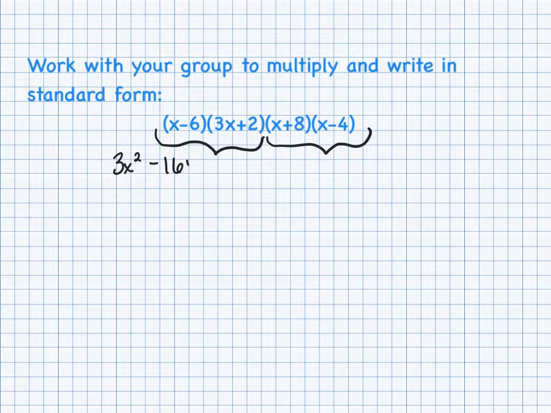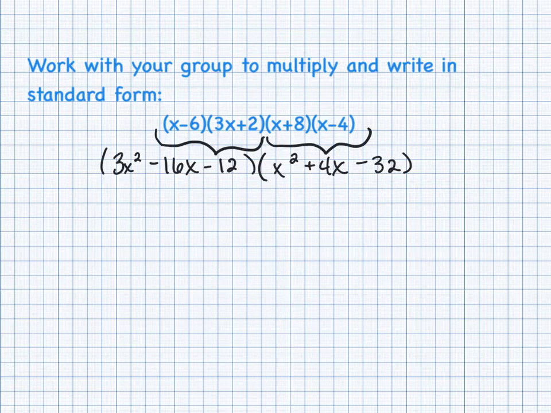minus 16x because I have negative 18x and 2x, and then minus 12, so that gives me one of them. My other one is going to be x squared plus 4x minus 32. That's because I have negative 4x and an 8x for my middle terms. So then I have a trinomial times a trinomial.